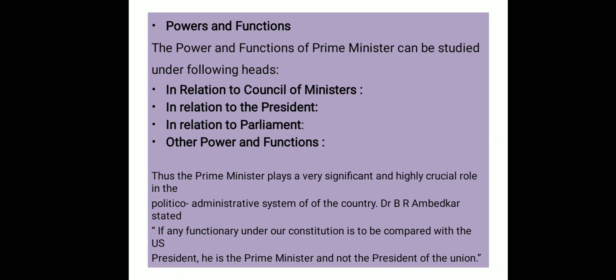First one, he is the principal channel of communication between the president and council of ministers. In this capacity, he performs the following functions under Article 78. A. To communicate to the president all the decisions of the council of ministers relating to administration of the affairs of the union and proposals for legislation. B. To furnish such information relating to administration of the affairs of the union and proposals for legislation as the president may call for. C. If the president so requires, to submit for the consideration of the council of ministers any matter on which a decision has been taken by a minister but which has not been considered by the council.